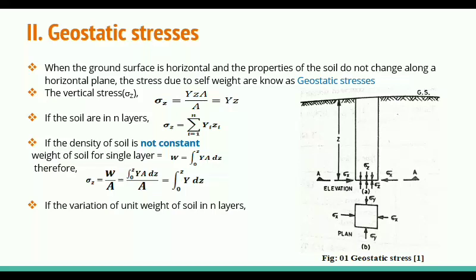If the unit weight of soil is also varying in n layers, how can we write it? We write the summation of this. For the first layer we write the integral from 0 to Z1 of gamma 1 dz. For the second layer we write similarly, so the summation over n layers gives this value.